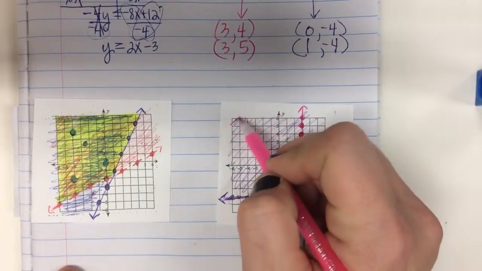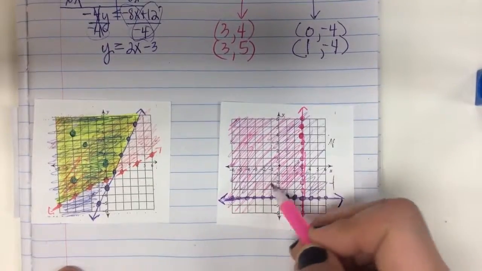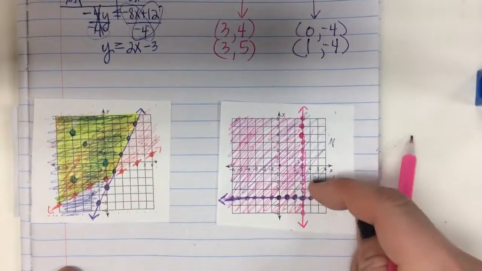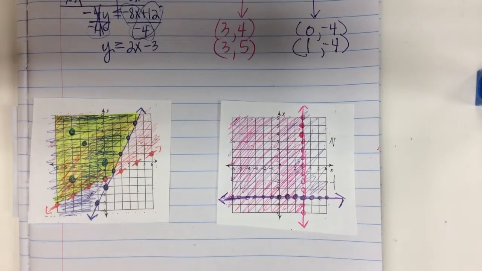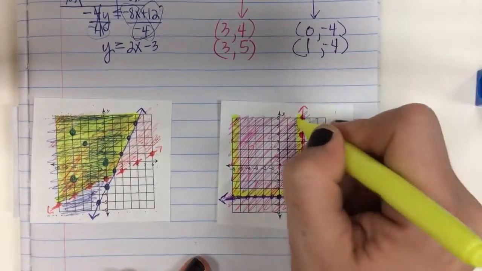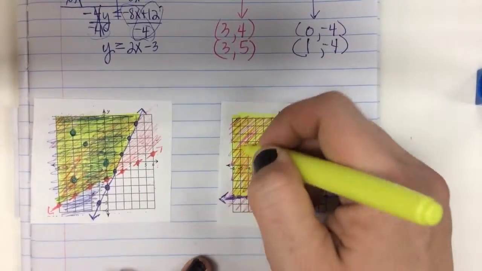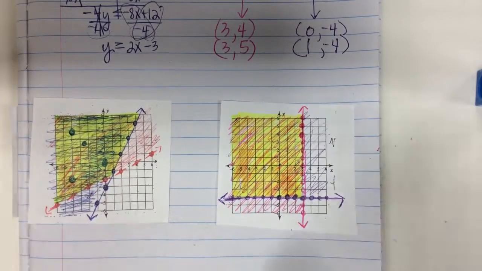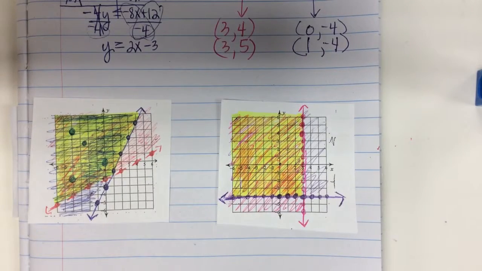It only happens on problems that are just the x variable. The rest of them are the up and down, but this one has to shade to the left because the x gets smaller going to the left. So what's the answer? Everything that's double shaded. Anything in this rectangle. How many answers are there to this problem? Infinite answers. Could one of those answers be on the lines? Yes, because both of these are solid lines.